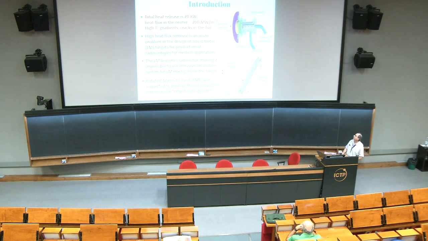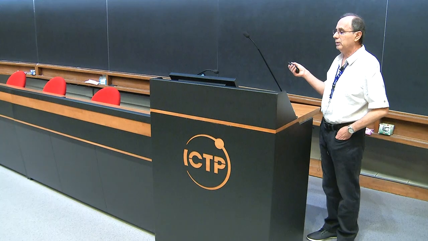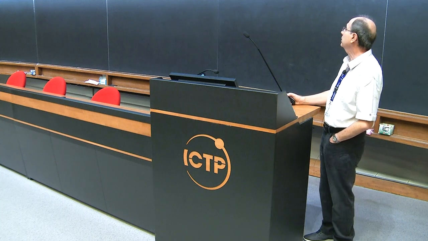Now, the typical target looks like what you see in this picture. Here is the beam of protons, and here, the target placed inside. This is a schematic diagram of the target. It's not to correct scale. The maximal length here is about 9 centimeters, but the width is just 1.5 millimeters. It's a very, very narrow target. So the flow should be very weak here. That's the main reason why natural convection doesn't help here.